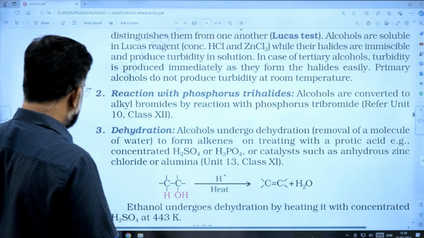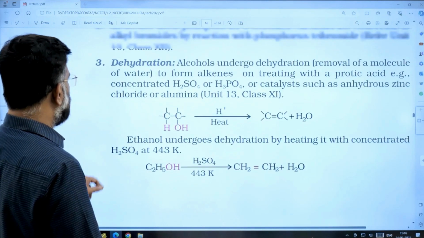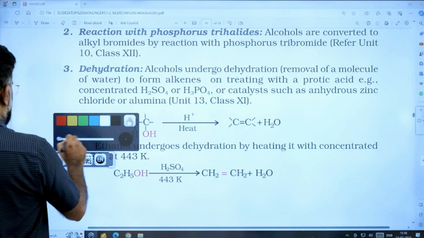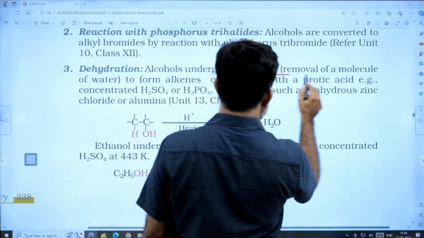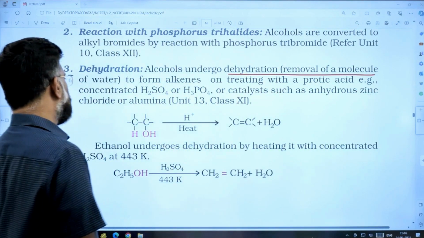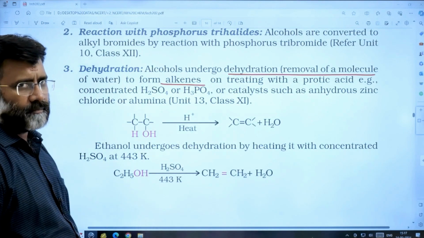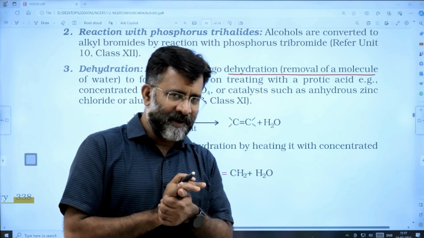Now, another important reaction, dehydration of alcohol. Just have a look at dehydration of alcohol. Alcohols undergo dehydration, means removal of a molecule of water. What do you get? You get alkene. Are you getting only alkene? No, it is a temperature influenced procedure.